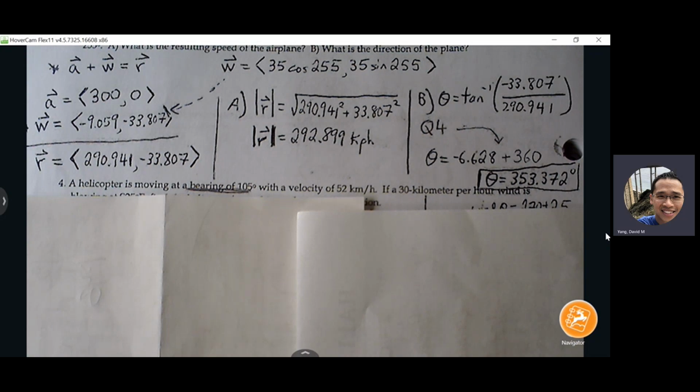Yeah. Okay, number four is similar. It's just helicopter vector plus the wind vector equals the resulting vector.